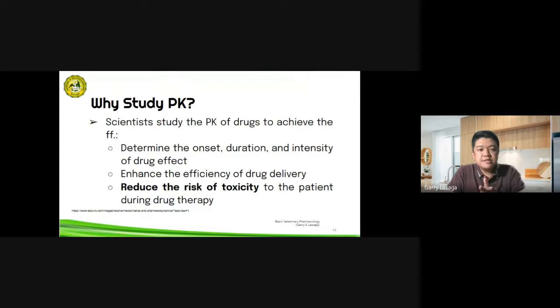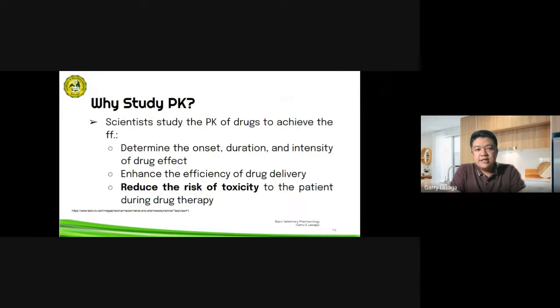So the first one is that the study of the PK is very important in order to determine the onset, the duration, and the intensity of the drug effect. So when we say onset, that is the time from the administration of the drug up to the time that the effect of the drug would be observed in the animal or in the body. The duration is of course the time from the administration up to the time that the drug effect will start and up to the time that the drug effect will subside or will wane in the body.